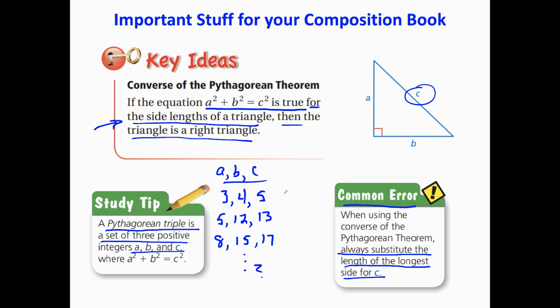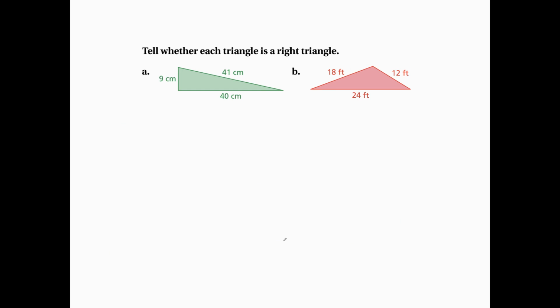So these are called Pythagorean triples. Okay. That's what these are called. All right. Let's look at some examples. Tell whether each triangle is a right triangle. So what do I need to do? First, write down the formula.